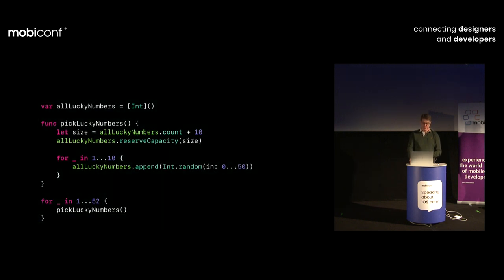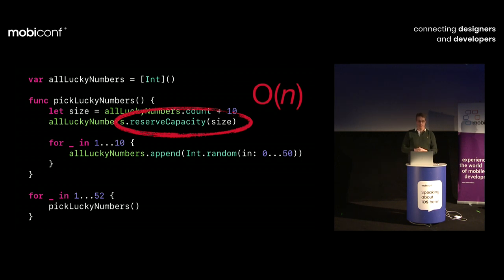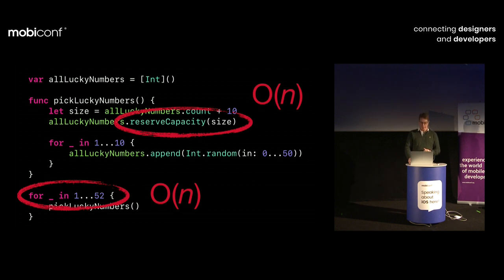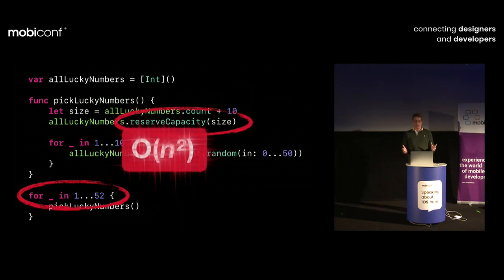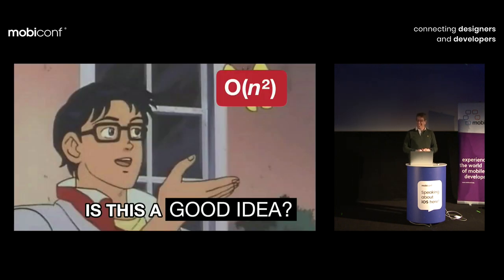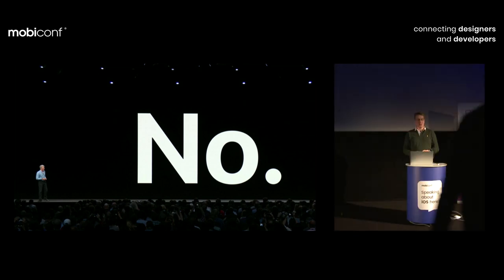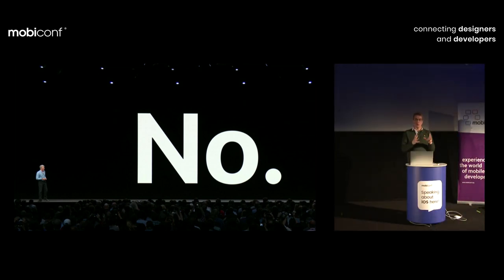Let's look at this code. I've explained that reserveCapacity is O(n). And of course, this loop through 1 to 52, that's also O(n). And if you combine those two together, you of course get O(n squared). And if you're asking yourself, what is that? I'll tell you what it is. It's quadratic. You may be thinking, is that a good idea? Of course, no, it's not a good idea. We don't want quadratic functions in our code. And actually, you've made something that's worse than Swift. Just using append would have been faster than doing reserveCapacity in that case.